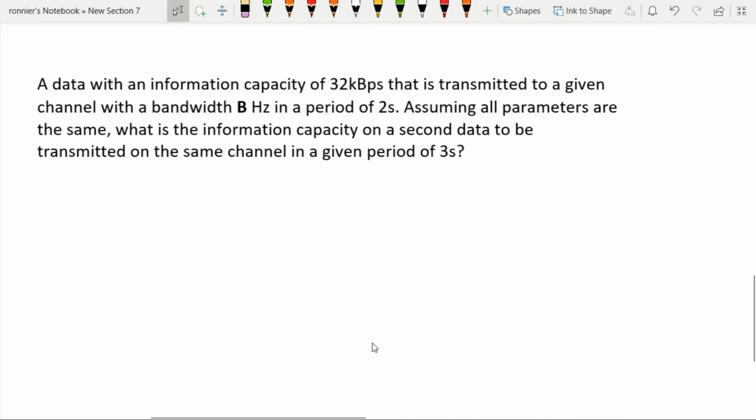So let's have a simple problem regarding information capacity. Punta tayo dun sa kabilang software and doon natin isolve. Okay. Sabi dito, a data with an information capacity of 32 kilobits per second is transmitted to a given channel with a bandwidth B Hz in a period of 2 seconds. Assuming all parameters are the same, what is the information capacity on a second data to be transmitted on the same channel given a period of 3 seconds?